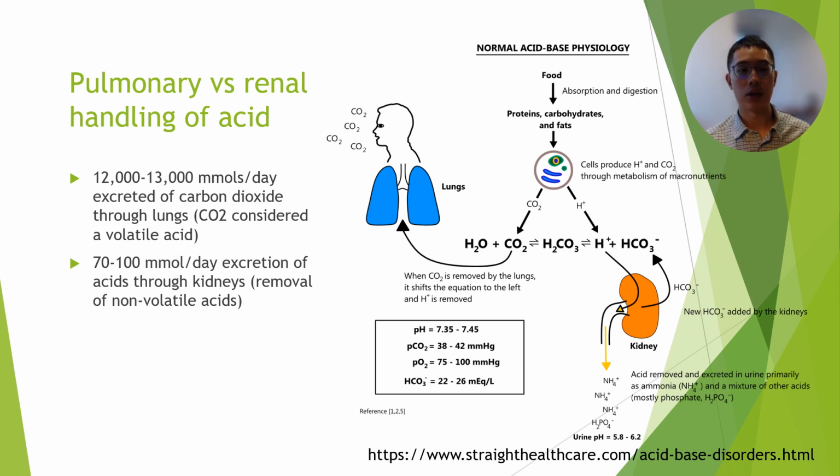The lungs can excrete about 12 to 13,000 millimoles of acid per day, compared to the 70 to 100 millimoles of acid per day that is excreted through the kidneys. During exercise or stress, even higher amounts of carbon dioxide can be generated and exhaled, upwards of 20 to 25,000 millimoles per day that our lungs are capable of handling. But as I said before, the kidneys are able to handle the non-volatile acids that our lungs cannot, and the two organs work together to effectively and efficiently maintain the acid-base balance throughout our body.